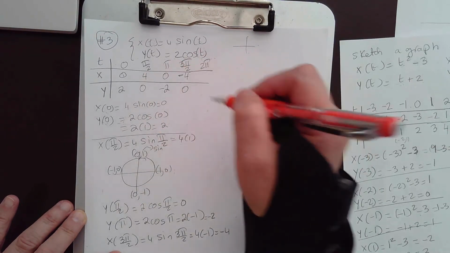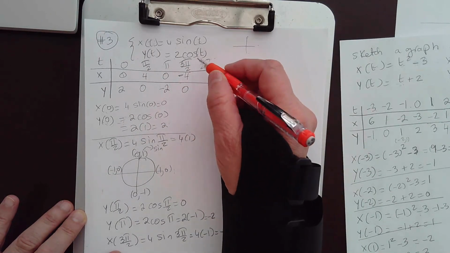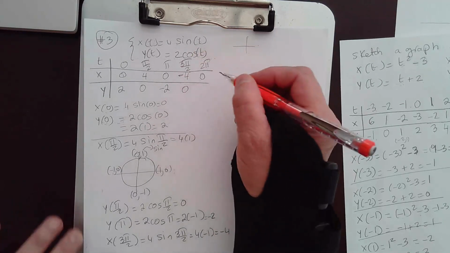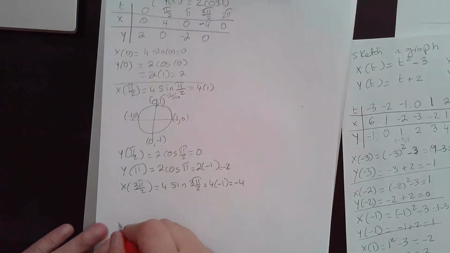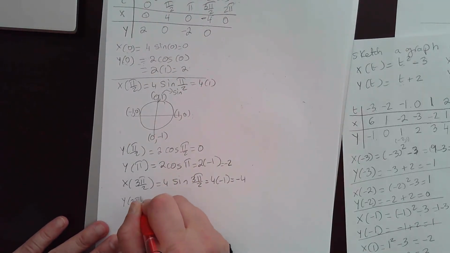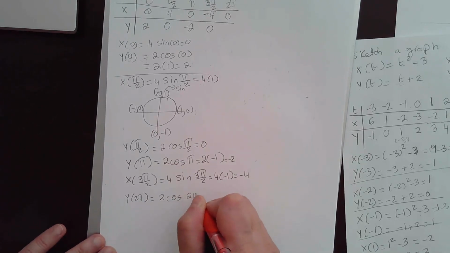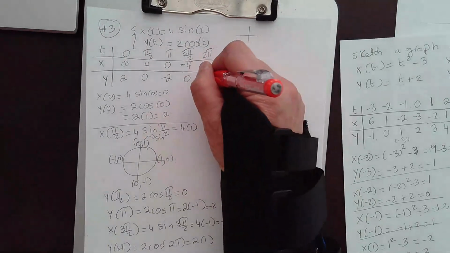You can probably figure out the graph once you plot them. But when you have sine 2 pi, remember sine 2 pi is 0. 0 times 4 is 0. What is y of 2 pi? Y of 2 pi is 2 cosine 2 pi. Cosine 2 pi is 1, so 2 times 1, that's simply 2. So we went back to here.